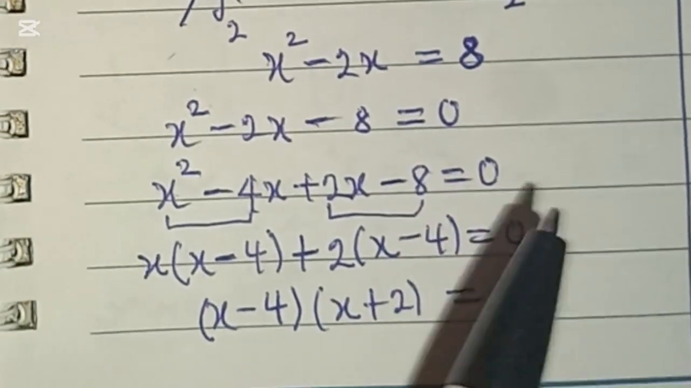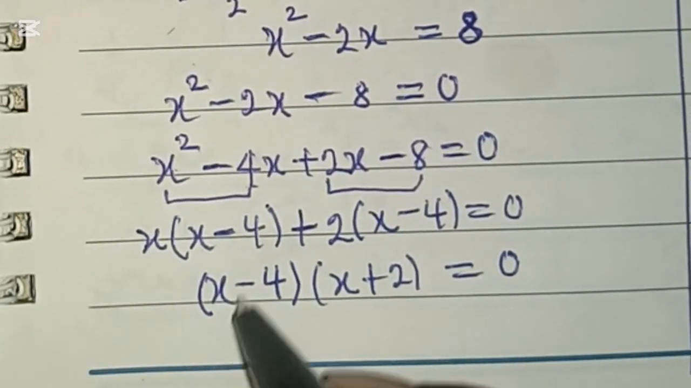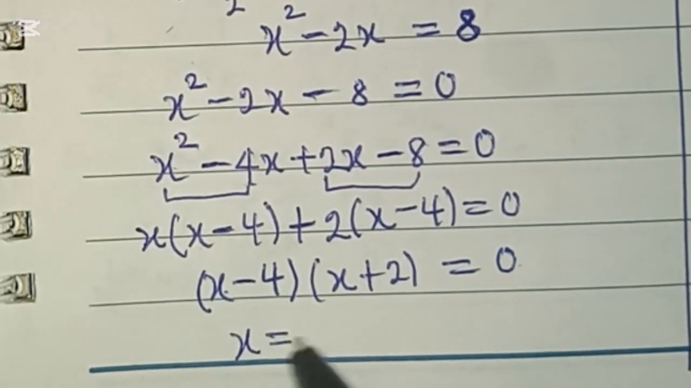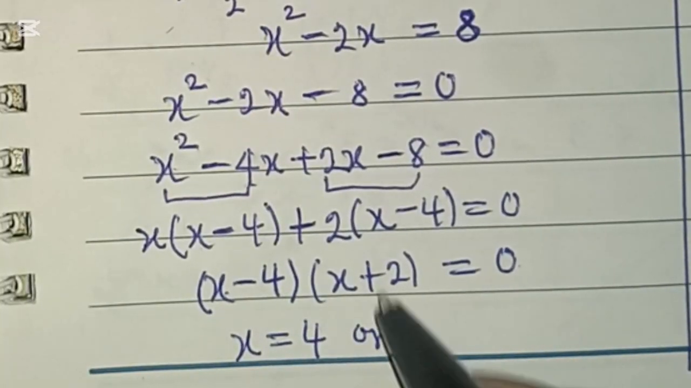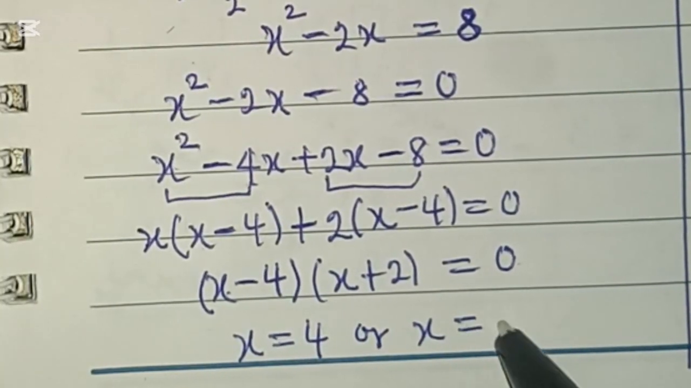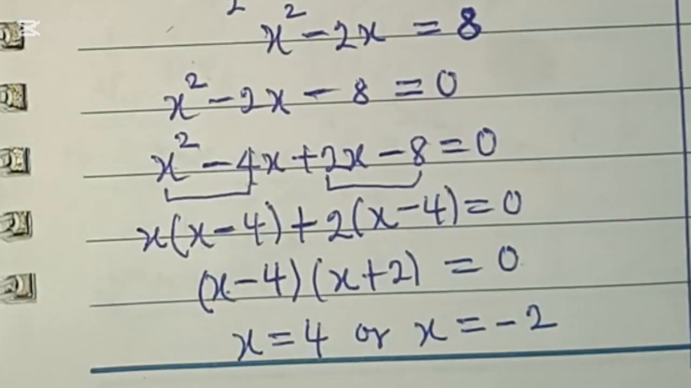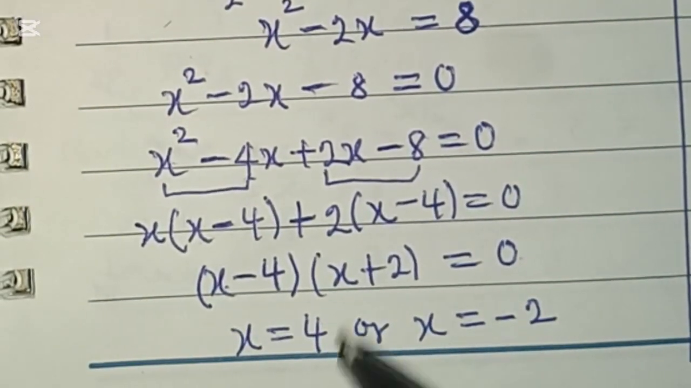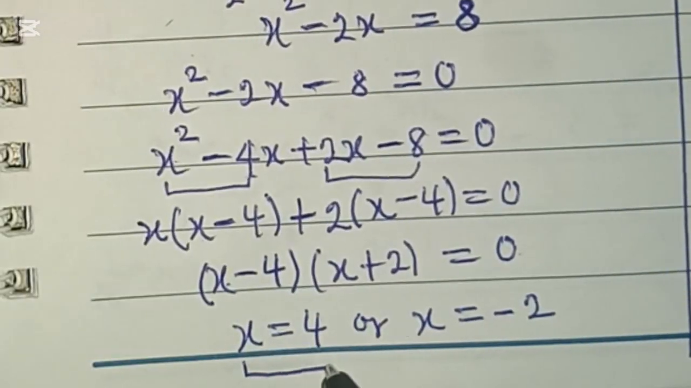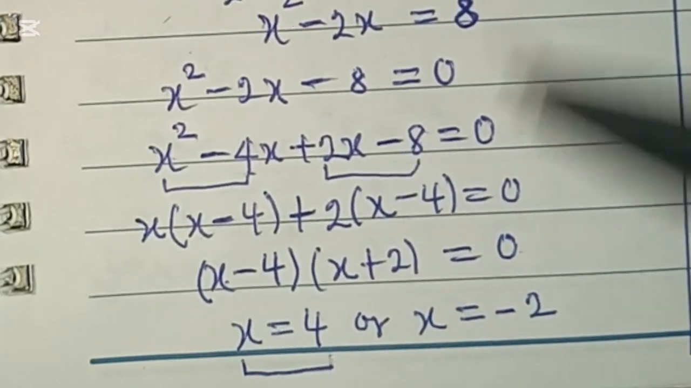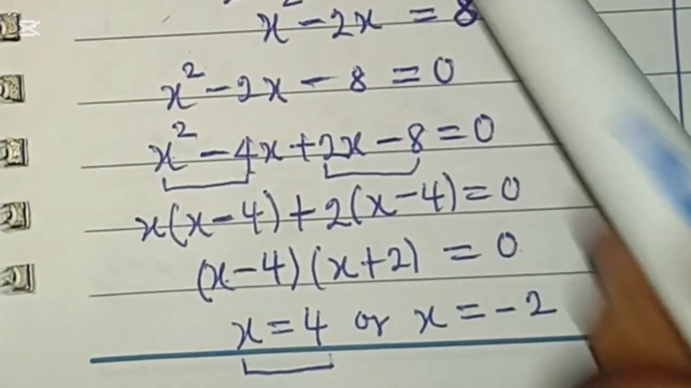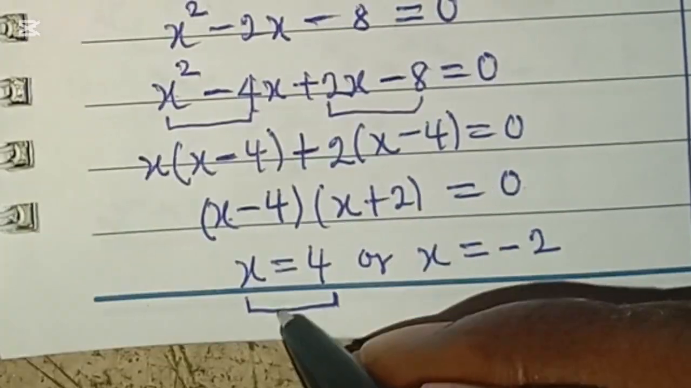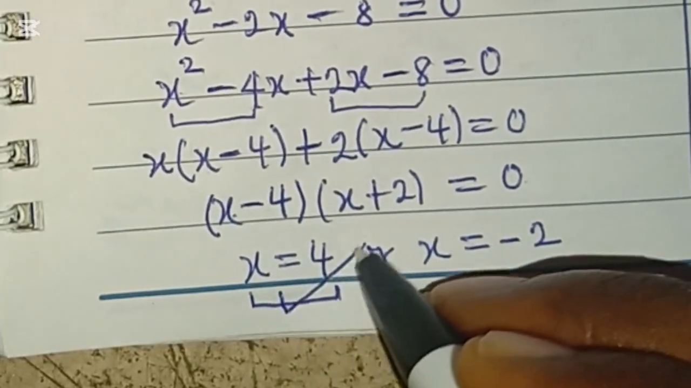So when we equate both factors to 0, you see that x is equal to 4, or x is equal to minus 2. These are the two values of this equation. But we are going to stick to x is equal to 4 as the only value for this problem, because we are dealing with logarithms, and the logarithm cannot have a negative argument. So x is equal to 4 is our answer.